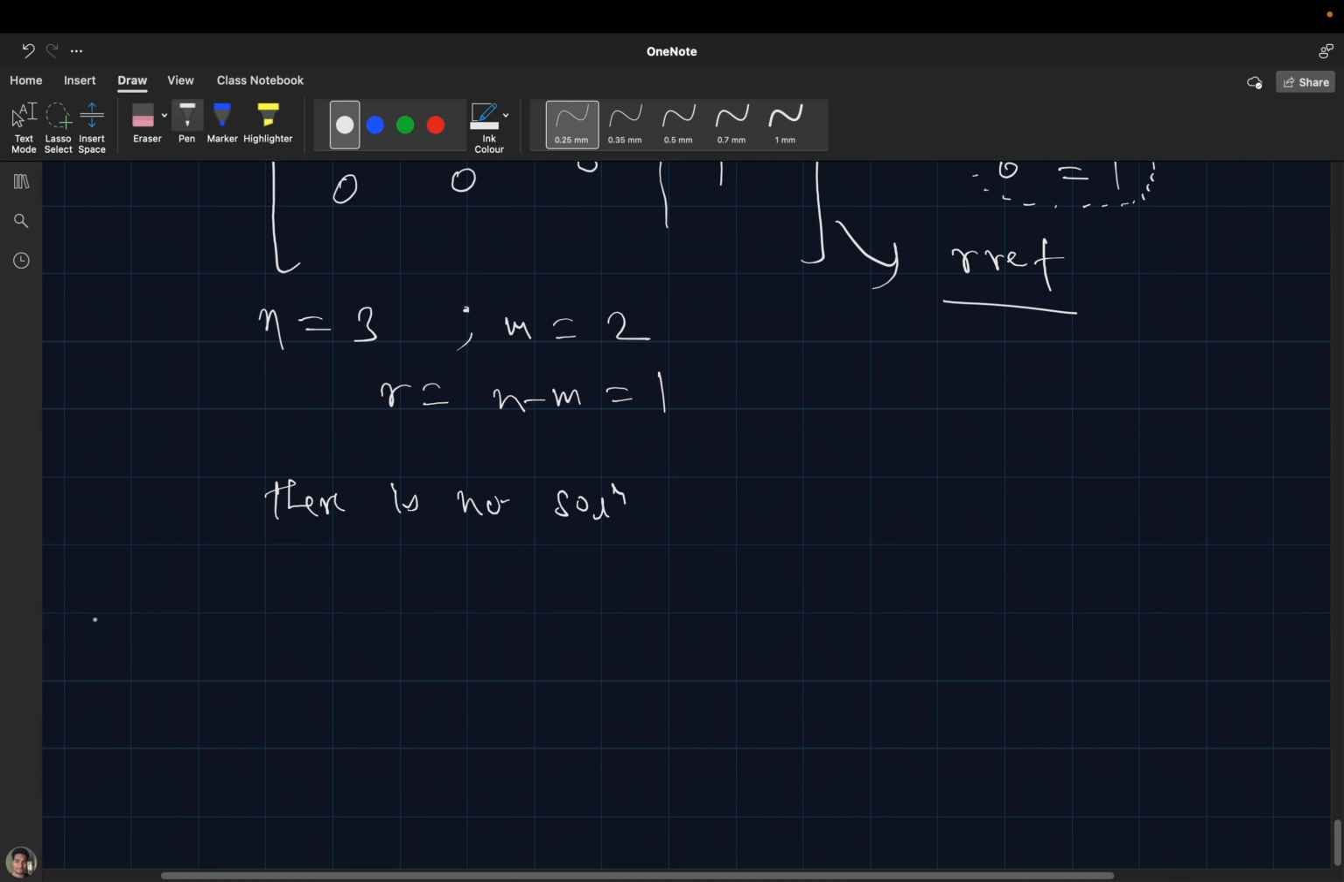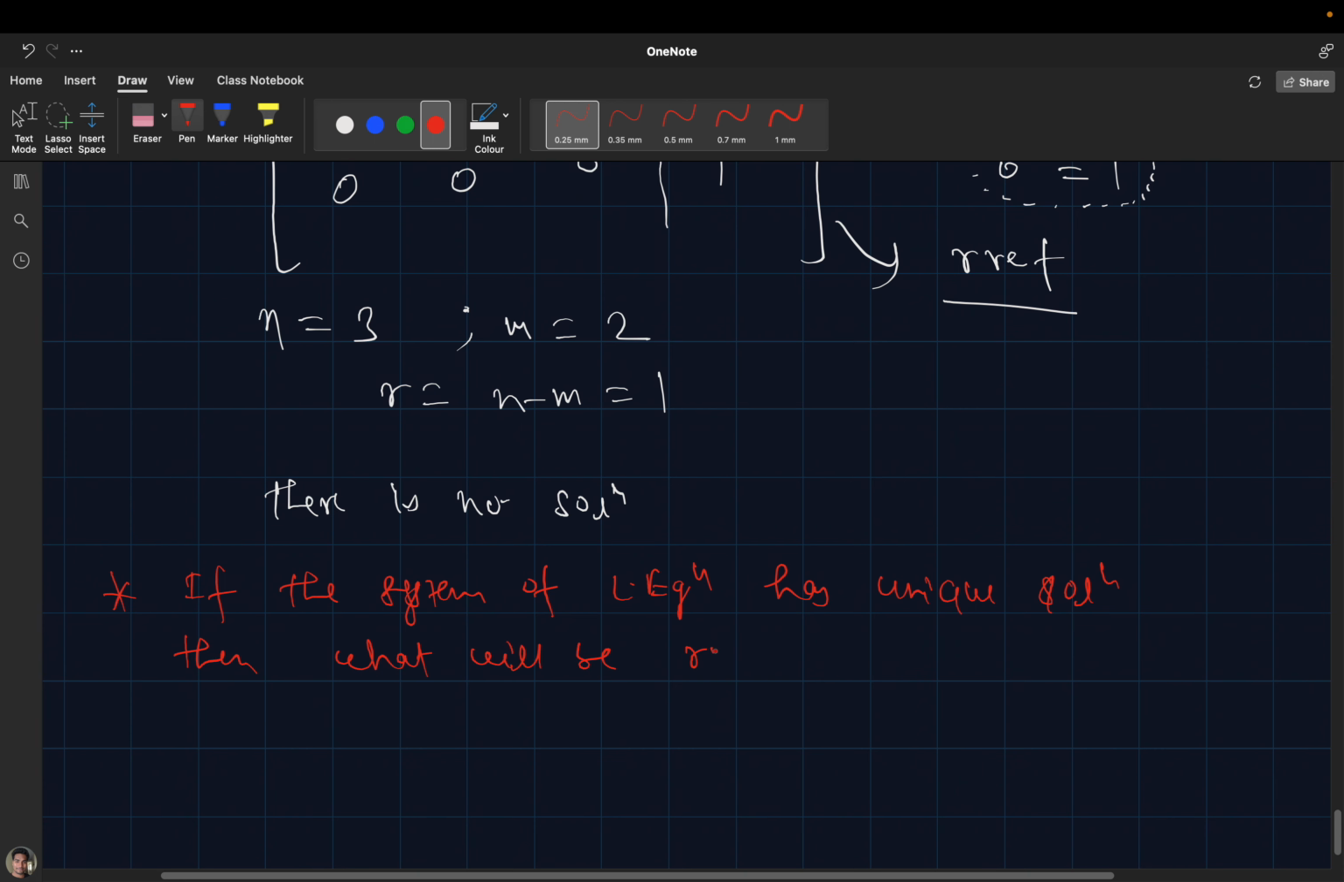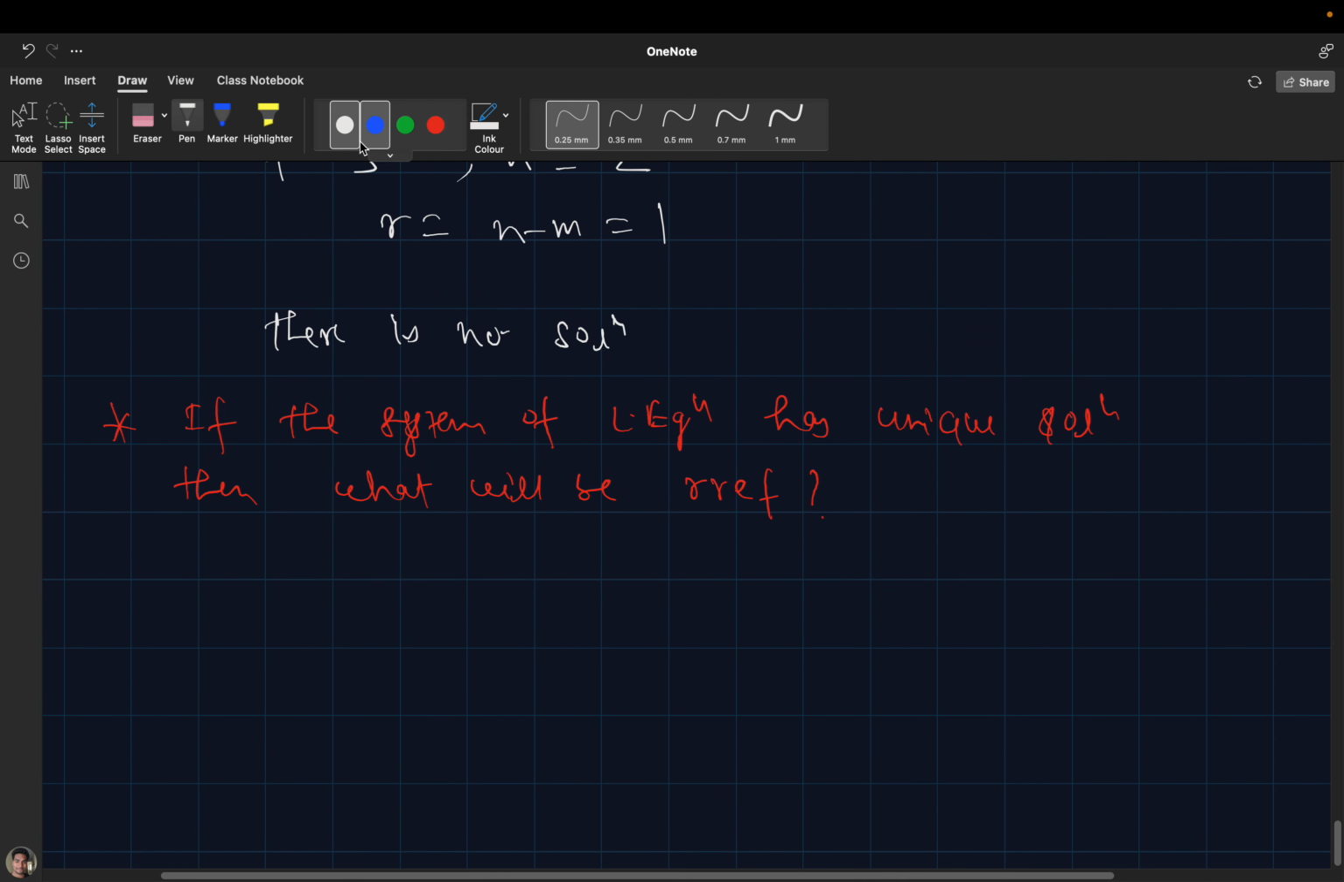Suppose the system of linear equations has a unique solution, then what will be the RREF? What will be the row reduced echelon form if we have the unique solution?